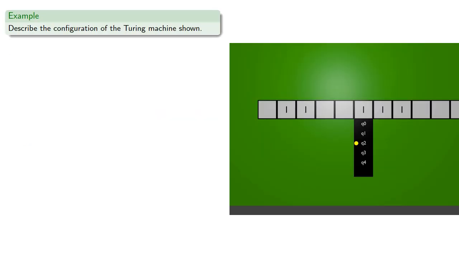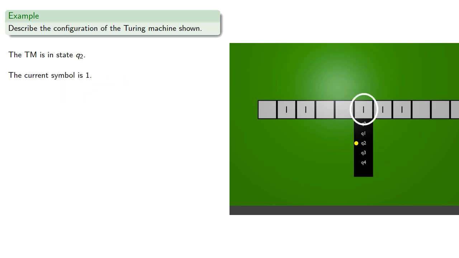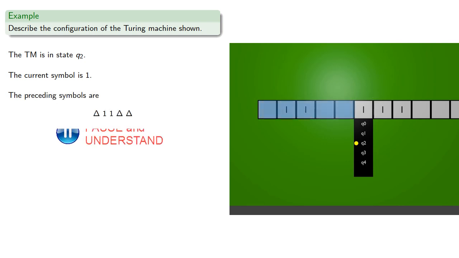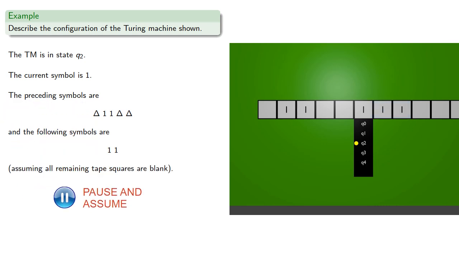So for example, let's consider the Turing machine shown and let's describe the configuration. So we see that the Turing machine is in state Q2. The current symbol is 1. The preceding symbols, the symbols to the left, are, and the symbols to the other left are, and here we're assuming that all the remaining tape squares are blank, and so we can describe our configuration as.